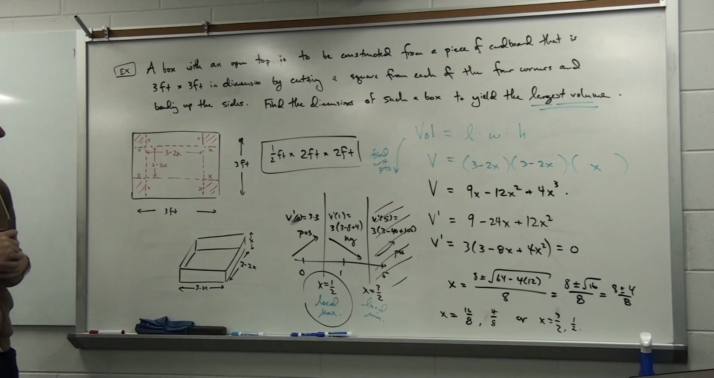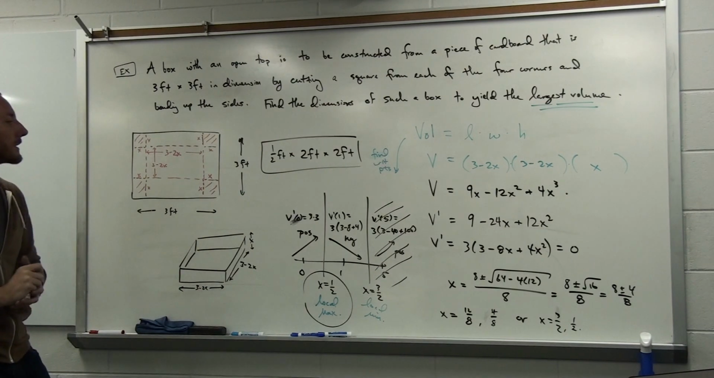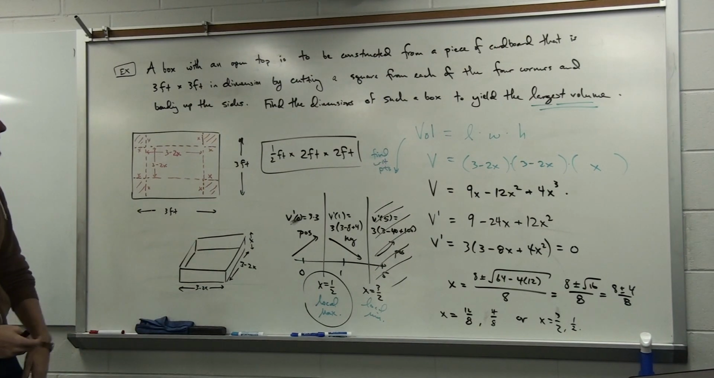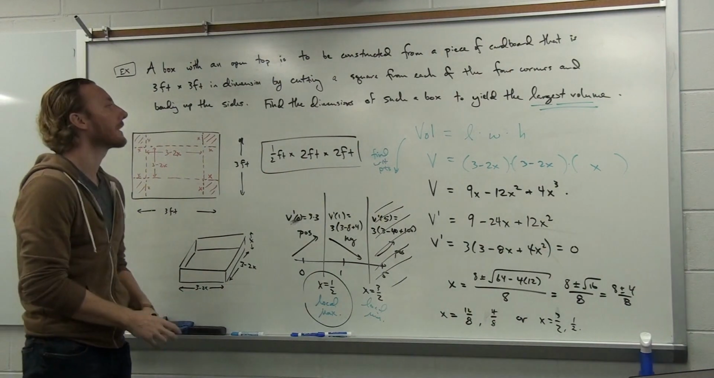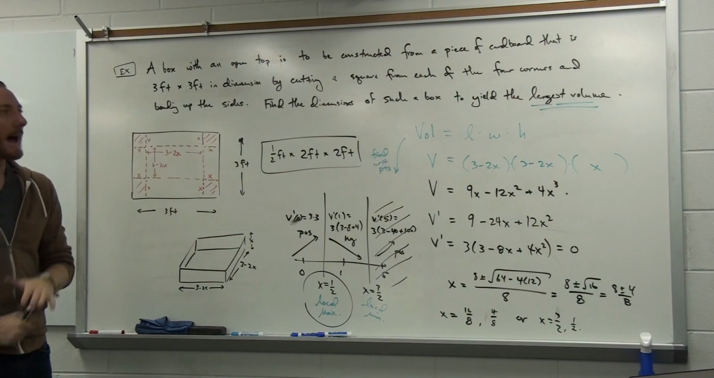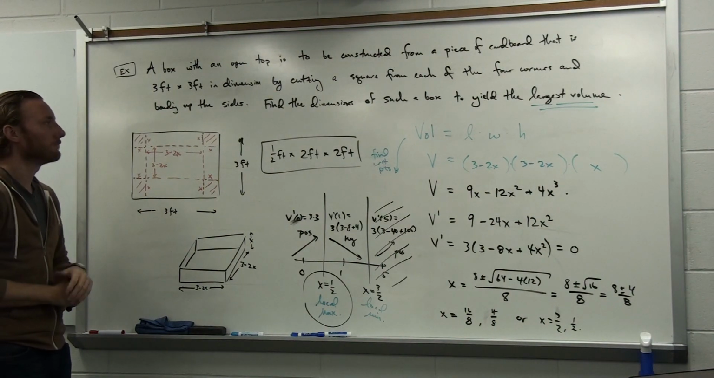But with respect to the function of interest and the problem of interest, we found our maximum point. And the biggest amount of volume we could get from our box would be if we did a half a foot by 2 foot by 2 foot. Pretty cool.